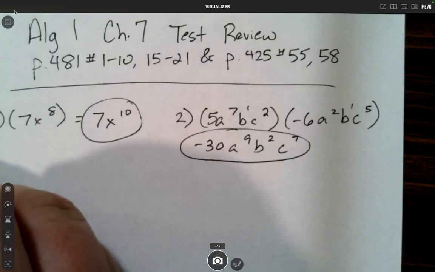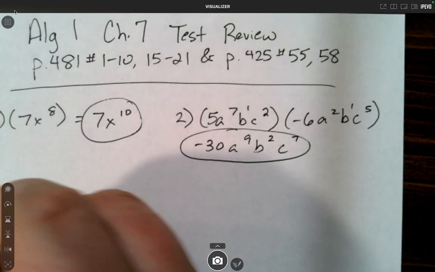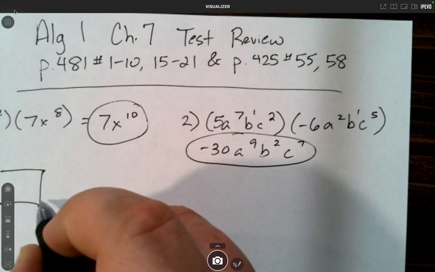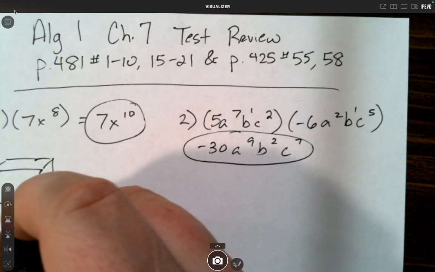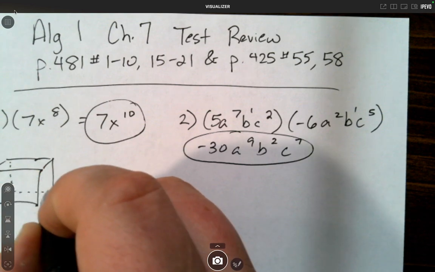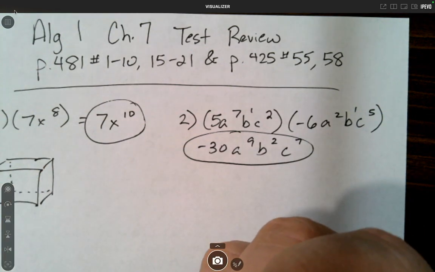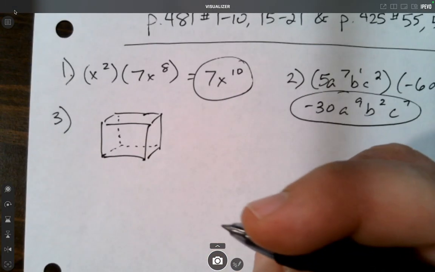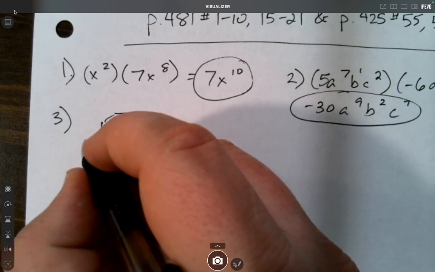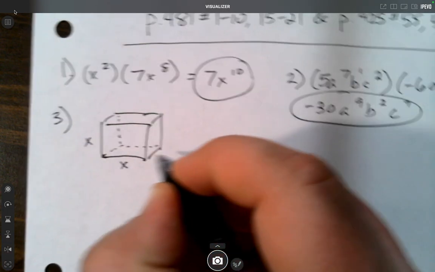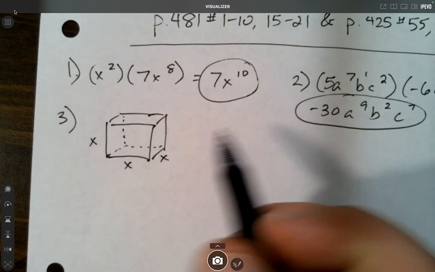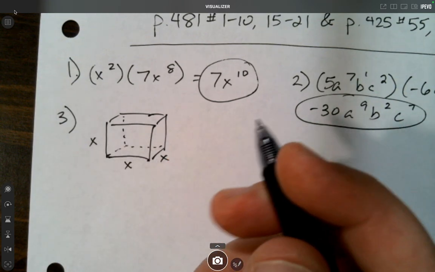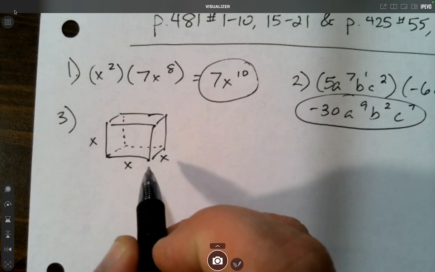Okay, number 3. I'm going to quickly draw a cube for us. They ask us to express the volume of this solid as a monomial. So they show an x here, an x here, and an x here. So whether you call it length, width, and depth, or height, base, and depth, whatever, these are our 3 dimensions.